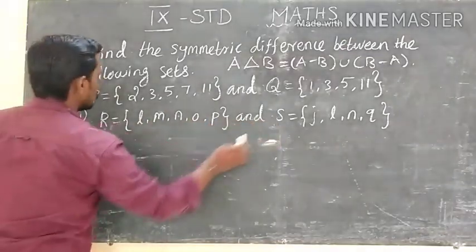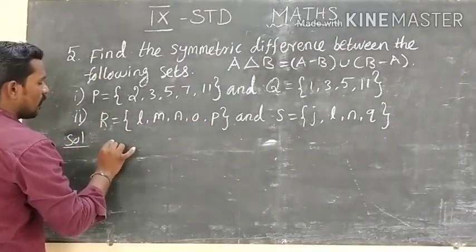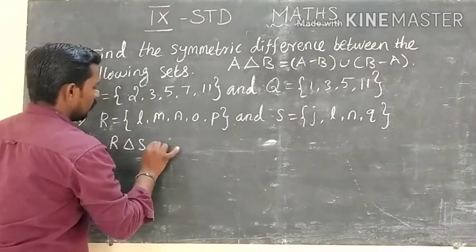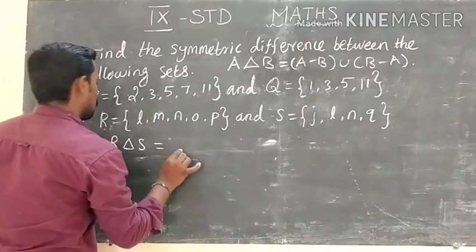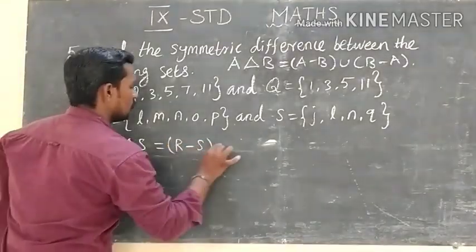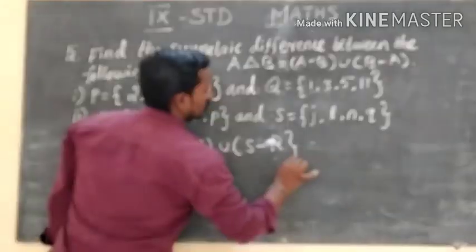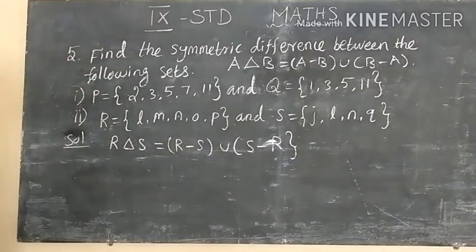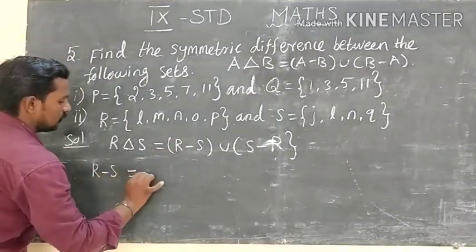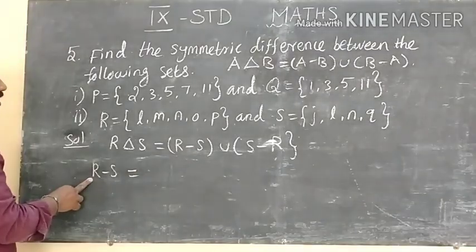Now R and S only are given. Solution: first rearrange the formula. R symmetric difference S is equal to R difference S union S difference R. Find first R difference S, which is equal to omitting S from R.